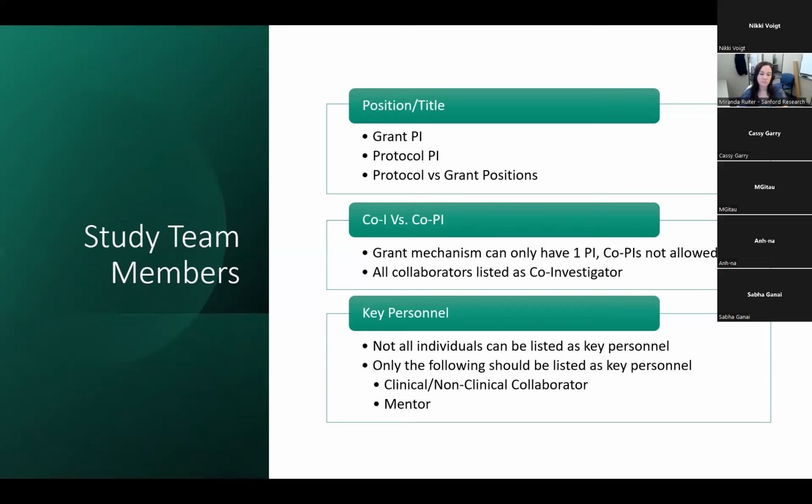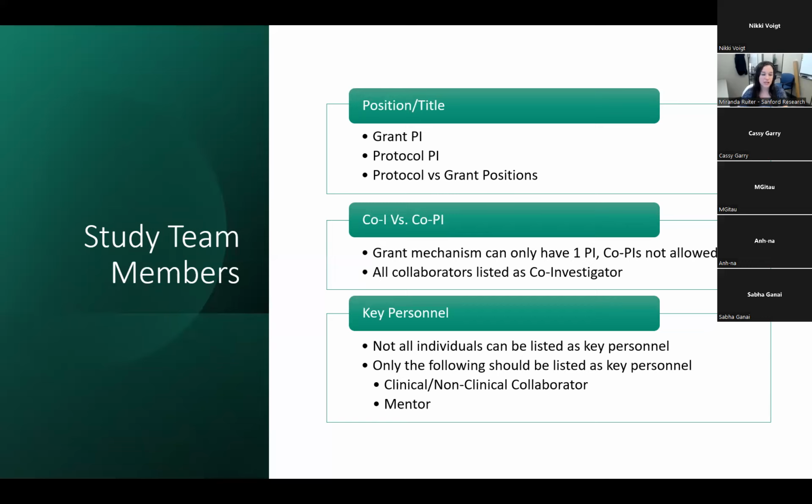Moving along to your key personnel, then, not all individuals who will be working on that study are considered key personnel. Only the following individuals should be considered key personnel when you're identifying percentages, costs, and listing them for the NIH. This includes your clinician, non-clinician collaborator, you may have more than one or just one, or any mentors that you might have assisting you with that project. But project managers, DaCCoTA staff assisting, graduate students, clinical coordinators, none of those personnel are listed. None of those people are listed as key personnel when it comes to your grant application.